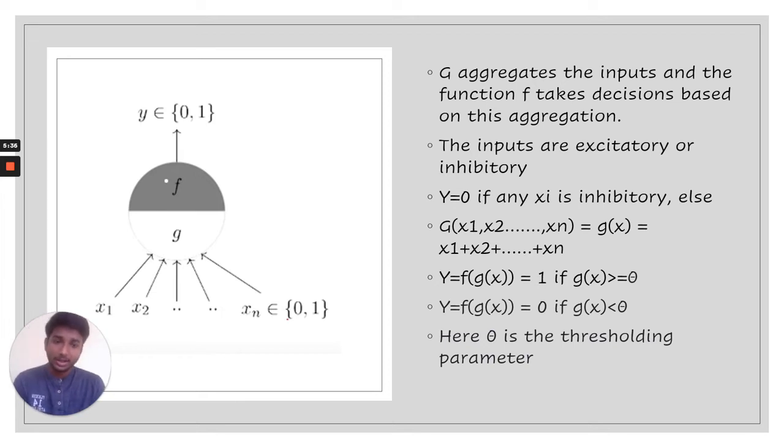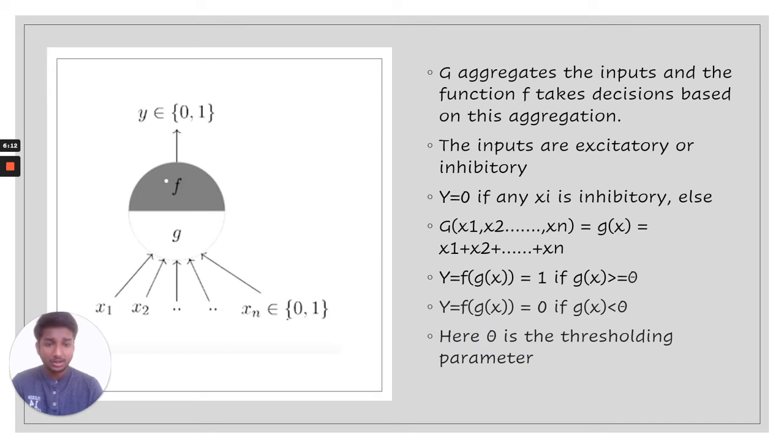These are known as inhibitory. Excitatory is the opposite of inhibitory. So y is equal to 0 if any xi is inhibitory; the output is 0 if any one of the inputs is inhibitory. Else, g of x1, x2, and so on up to xn is equal to g of x, which is the summation where we take the decisions. That is the aggregation. And y is equal to f of g of x, applying the function.